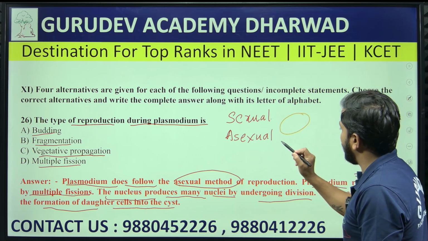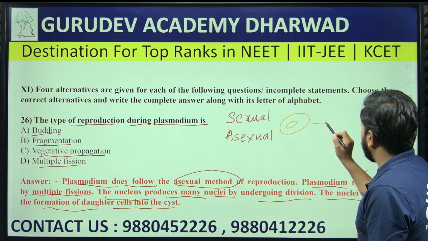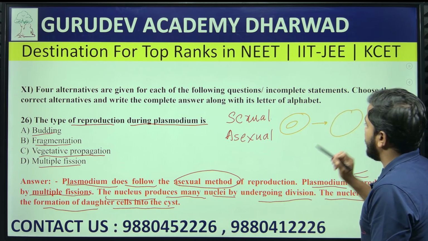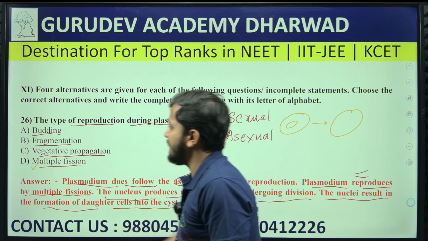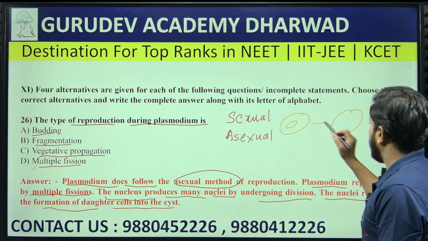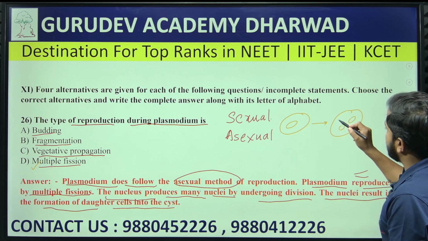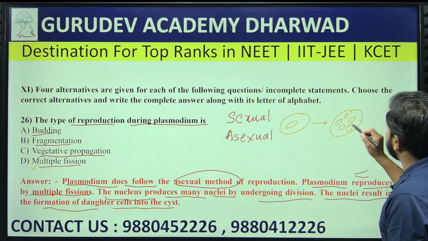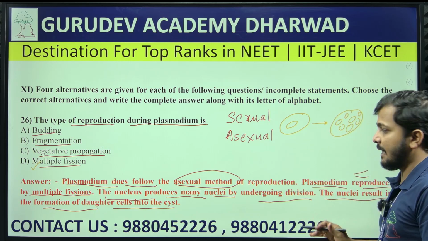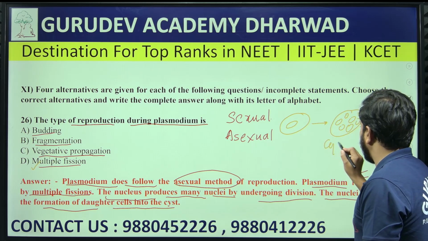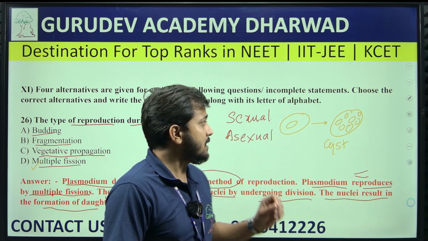Consider this is a plasmodium. Plasmodium has a nucleus. Now what will happen with respect to the division? As mentioned, it is multiple fission. This nucleus itself is going to divide. Continuous division of the nucleus will lead to a number of nuclei inside the cell. This stage we are going to call the cyst, and that cyst has many nuclei.